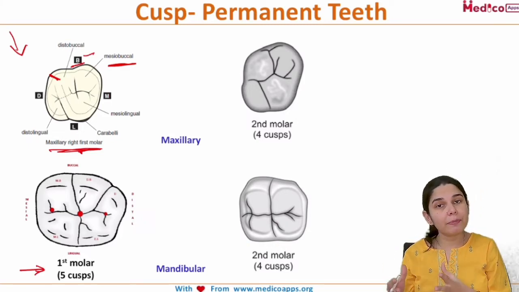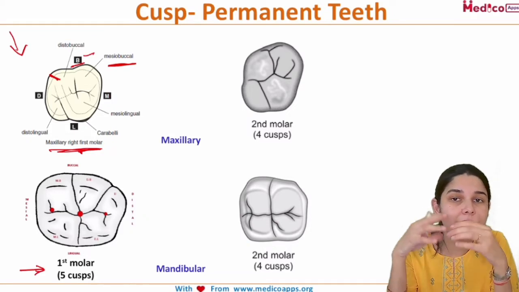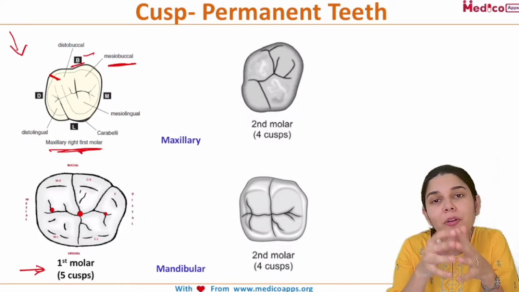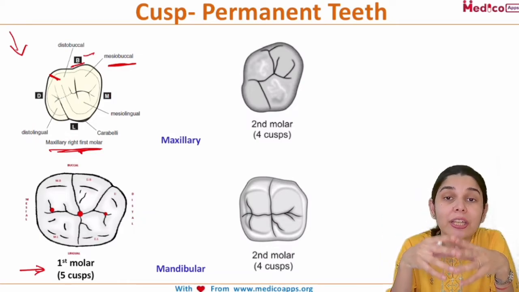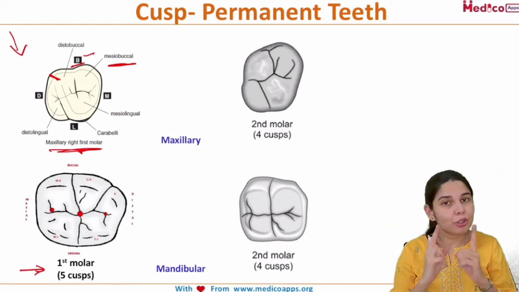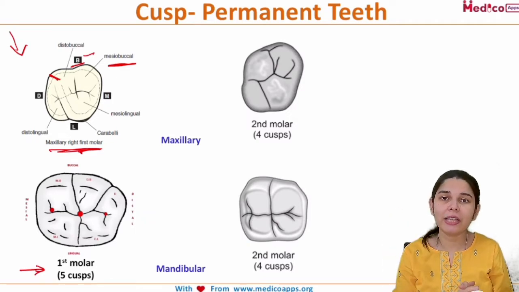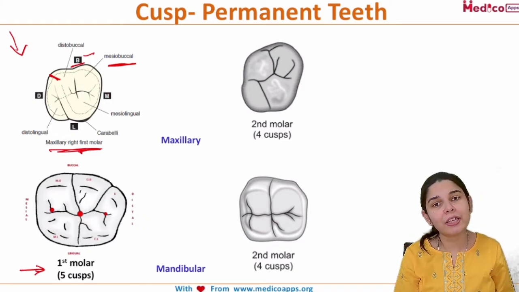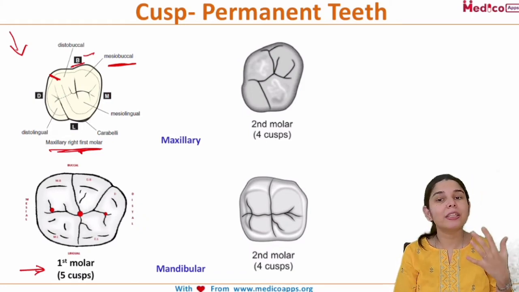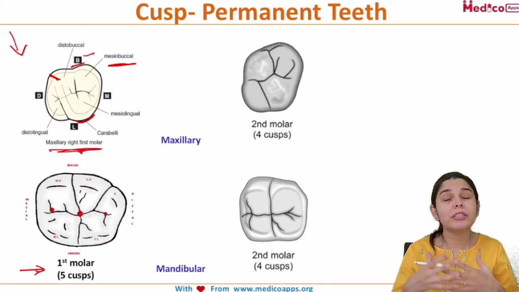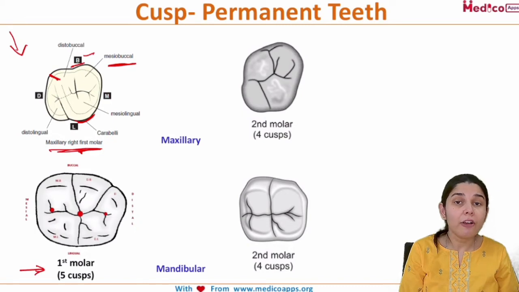Now, which is the fifth cusp here? I have already discussed with you in a short video session about the cusp of Carabelli. As I had mentioned in that lecture, it is mainly present in the maxillary first molar. Taking the reference from that video, in the maxillary first molar the fifth cusp, the supplemental cusp, is the cusp of Carabelli. This is an extra or supplemental cusp seen in the maxillary first molar.